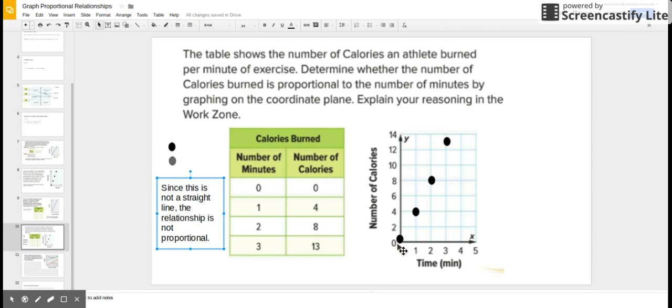All right, and if you're not sure, just look from this point to this point, right? You're going up 4 to the right 1. Here you're going up 4, and then up 5 to the right 1. So that is why this graph doesn't show a proportional relationship. Also, if you want to double check yourself, you can do the ratios, right? 1, 4, 2, 8, 3, 13. 1, 4 and 2, 8 reduce down to the same ratio, but 3, 13 doesn't. So yep, that's why this is not proportional. It's not a straight line.